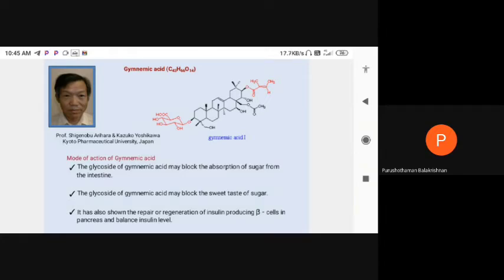They are the people who first isolate the purified compound from the plant. When we continuously approach them, they contribute whenever we need the standard compound. We want to know the role of gymnemic acid. Nowadays, gymnemic acid is available from Sigma. The glycosidic gymnemic acid may block the absorption of sugar from the intestine, and the glycoside of gymnemic acid may block the sweet taste of sugar. It has also shown repair or regeneration of the insulin producing beta cells in the pancreas and balances insulin level. This is an advantage of gymnemic acid.